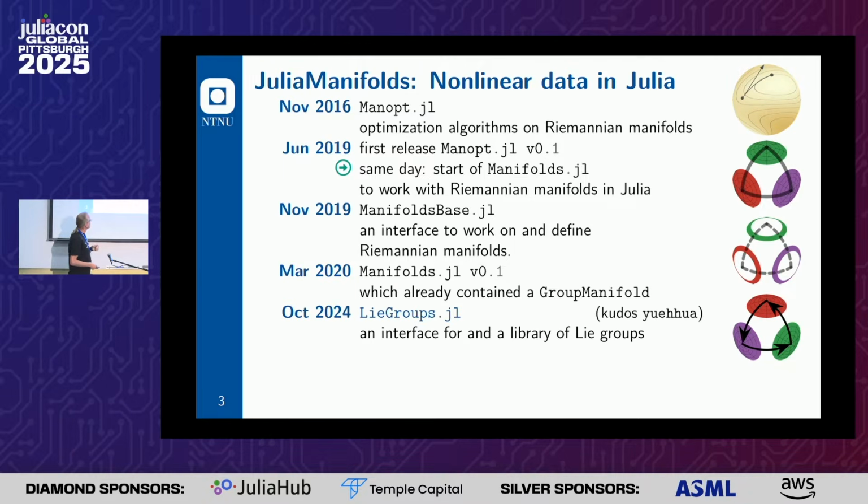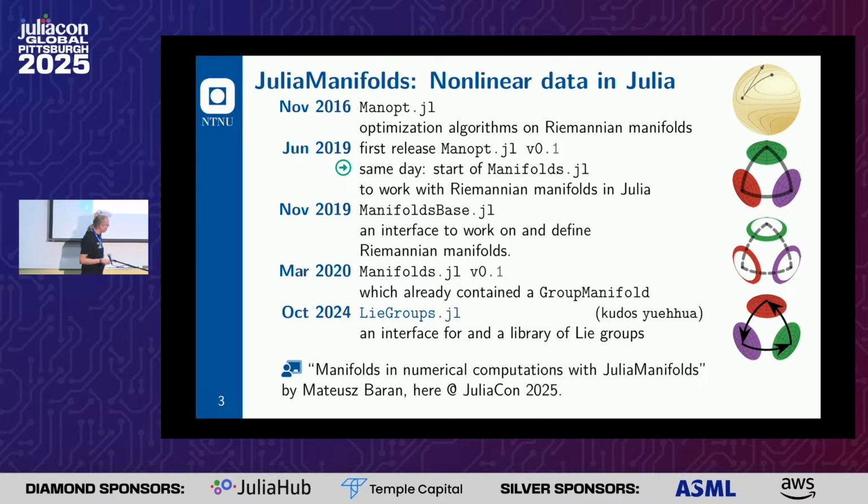And last year we decided to start LieGroups.jl, so an interface or a library of Lie groups. And kudos to Hua2, who gave us the package name. He started that, but didn't really follow up, and he was kind enough to hand over the package so we could continue it and now call our package LieGroups.jl. So kudos for that. For the whole overview on what we can do with manifolds in Julia, there was just a talk by Matthäus Baran that you maybe were already at or missed. If you missed it, you have to watch it later online.